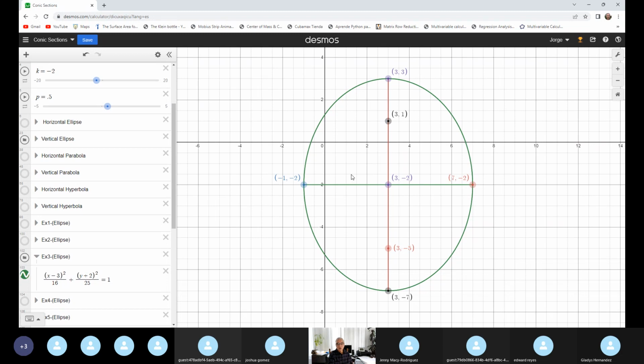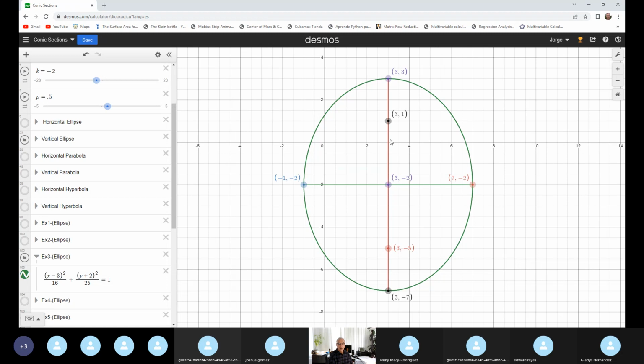So now, conclusion, the center is located at (3, -2), exactly as we expect. The vertices are located at (3, 3) and (3, -7). Let me check it just in case, because the distance is 5, no? A is 5. So you go over 5 units: -2 plus 5 is 3, and -2 minus 5 is -7. Makes sense, right? Look. In that direction, B is 4, so you increase or decrease the first component. 3 plus 4 is 7, and 3 minus 4 is -1.